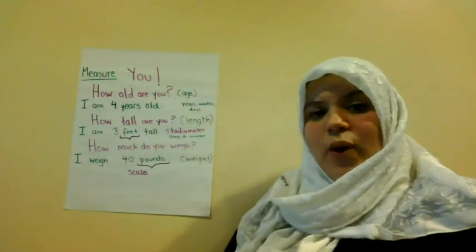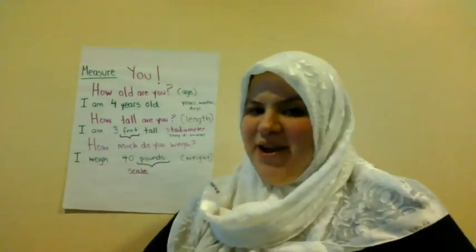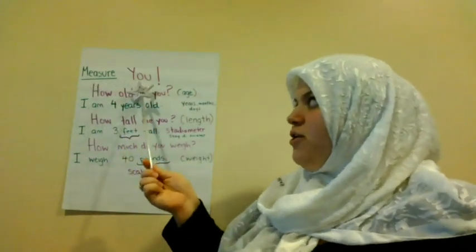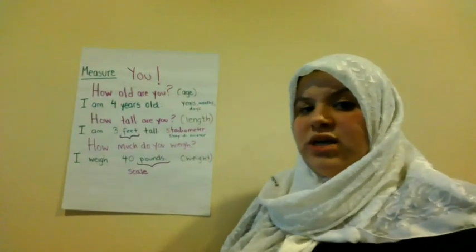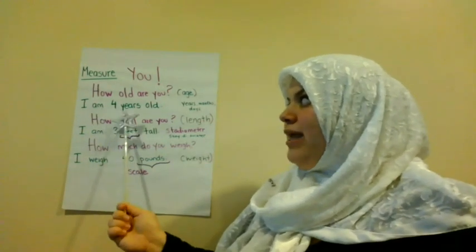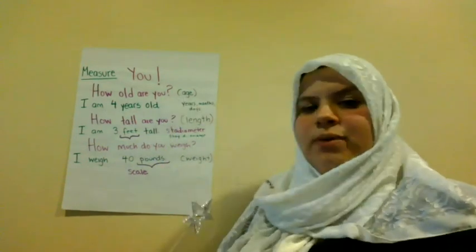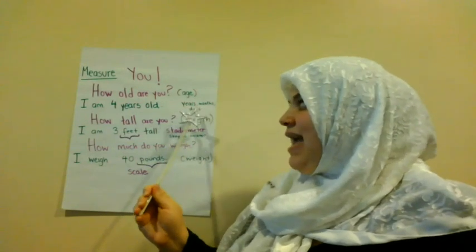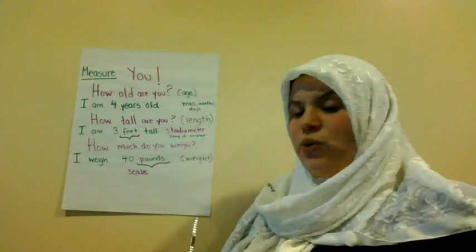And I am going to be pretending to be a 4-year-old, but I'm not really 4. Here we go. Let's measure you. So let's think about it. How old are you? You can say, I am 4 years old. That measures your age. We measure your age by years, months, and days. That is a measurement tool.